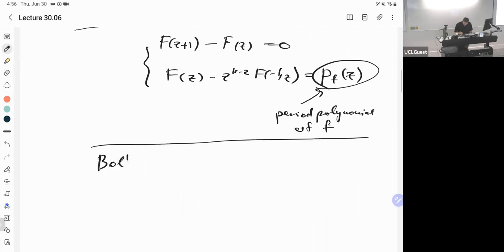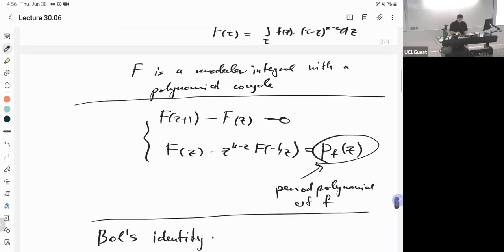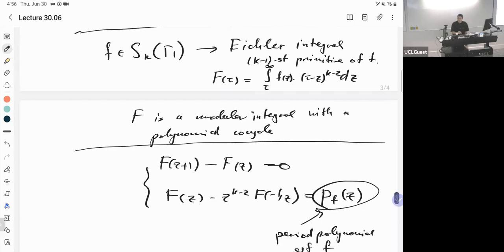The reason why this whole story works is a completely elementary identity, which is actually not very easy to prove if you don't know how to do it. If large F is like in the previous part, is Eichler. Large F is exactly this thing. Yes, it's this stuff.